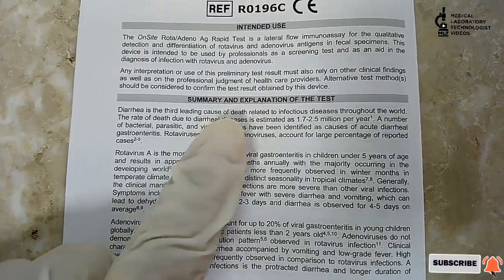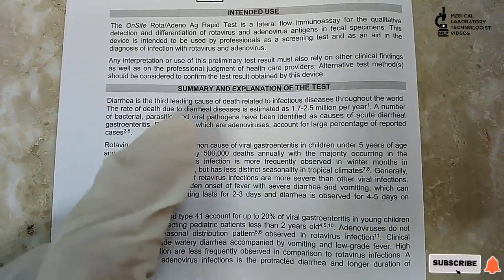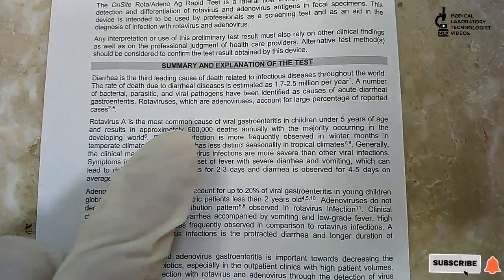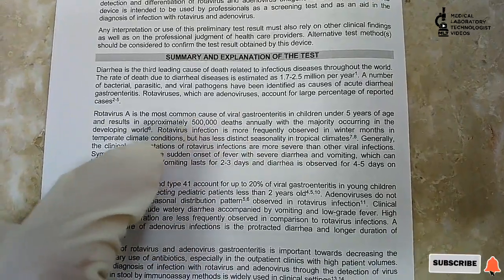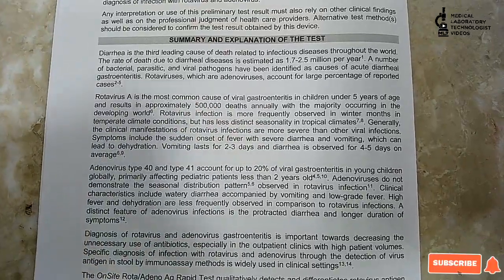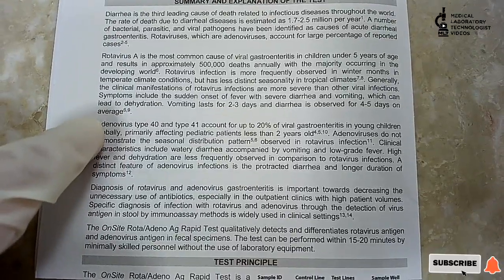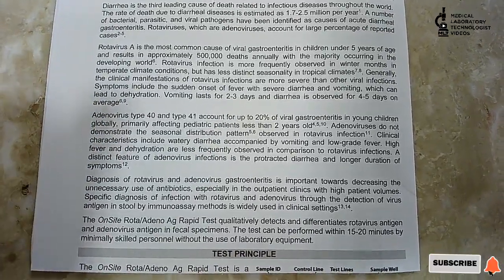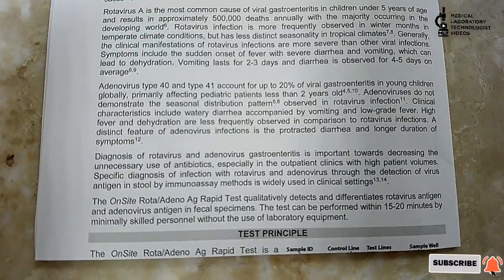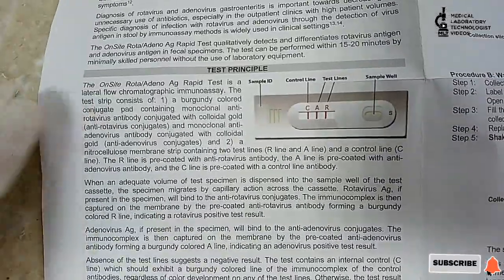If we see the summary, diarrhea is the third leading cause of death related to infectious diseases throughout the world, and the number of deaths due to diarrhea is estimated at 1.7 to 2.5 million per year. Rotavirus A is the most common cause of gastrointestinal diarrhea in children under the age of 5, and adenovirus type 40 accounts for up to 20% of viral gastroenteritis in young children. So if young children have diarrhea, it's very important to diagnose whether it's bacterial diarrhea or viral diarrhea to get the proper medication.